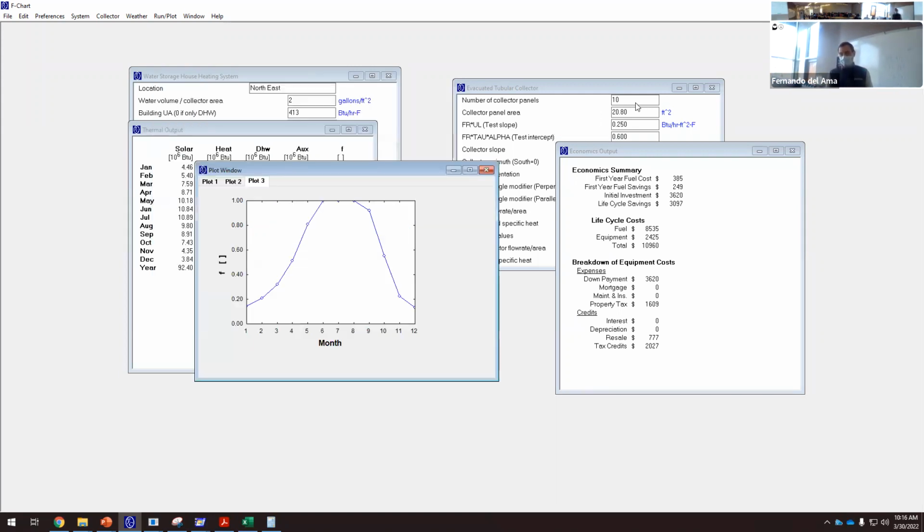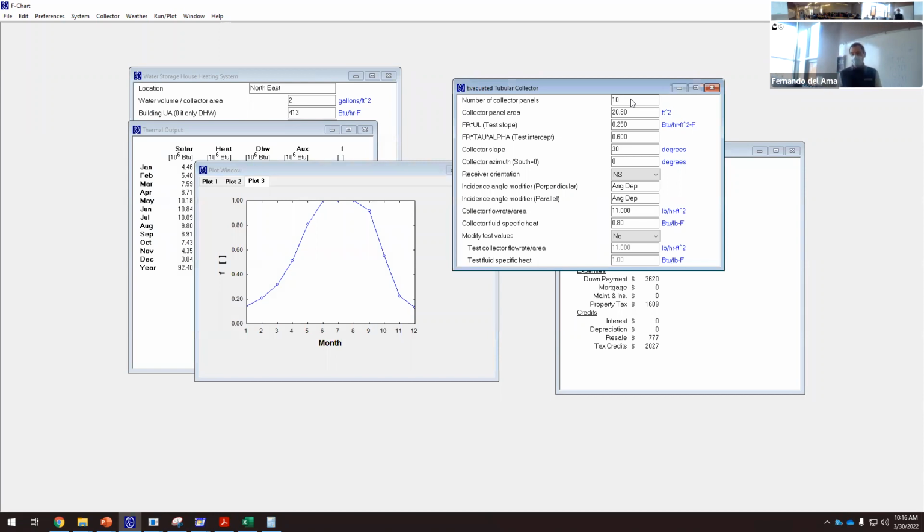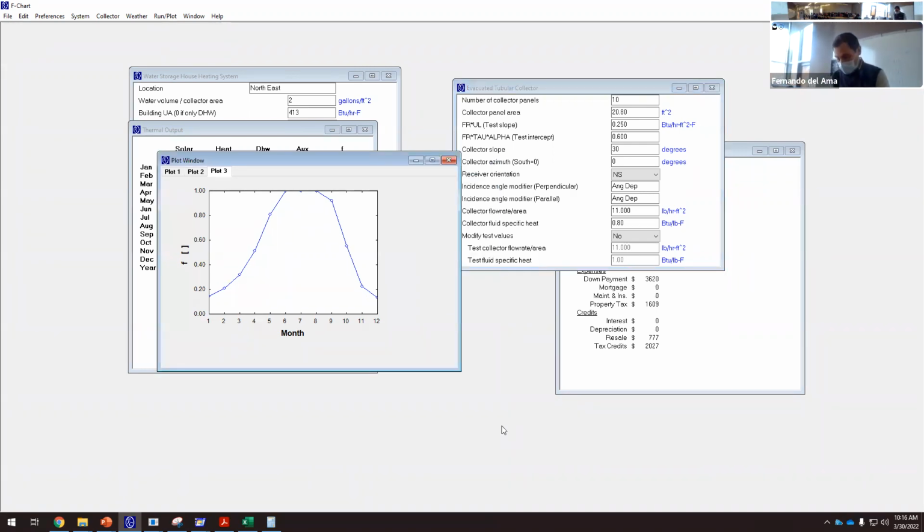So I think 10 collectors is good, but we need to know that we have plenty of heat in summer, because in summer we only have domestic hot water, we don't have any heating system, and in winter we have less than 20% of the heat that we need in January or December. So we have to plot this.